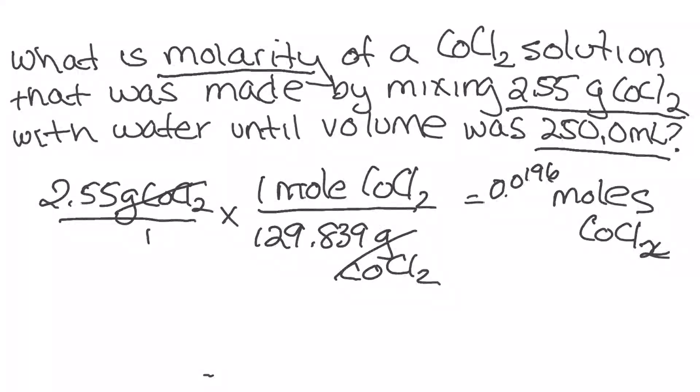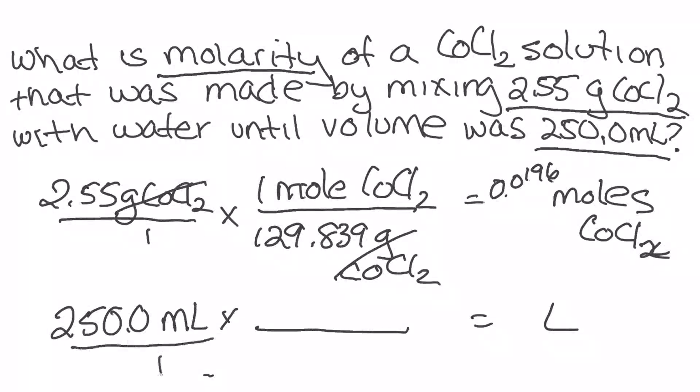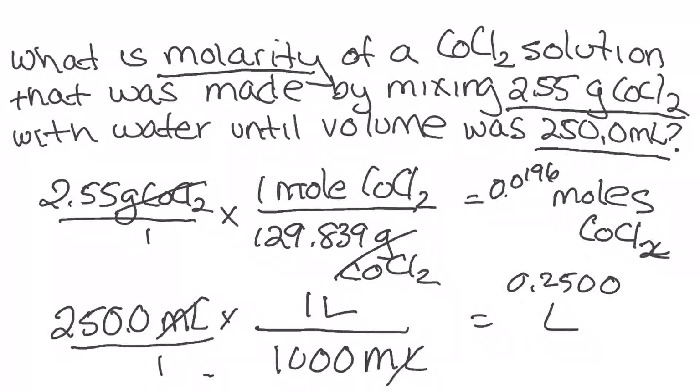The second step, I'm going to solve for liters. Well, the 250 milliliters will help me find liters. So I have 250.0 milliliters times, now I'm going to have to change milliliters to liters. Hopefully you remember the conversions because you need to know these all year. There are 1,000 milliliters in every 1 liter. So I put the milliliters on bottom so they cancel. And 250 divided by 1,000 gives me 0.2500 liters, 4 significant figures. So I'm not quite done.